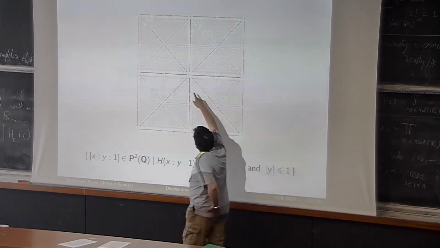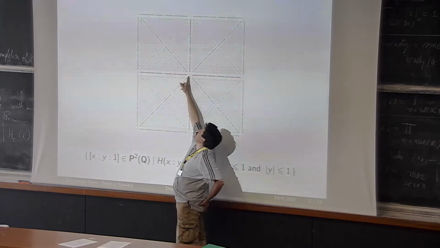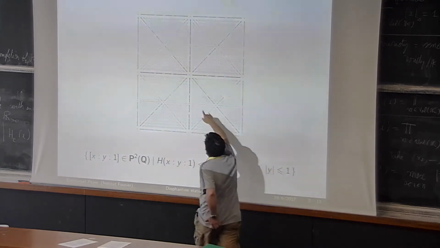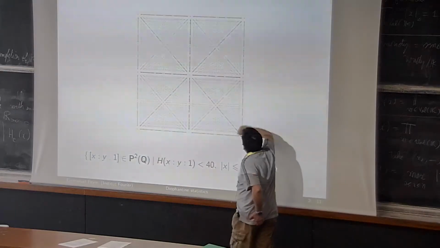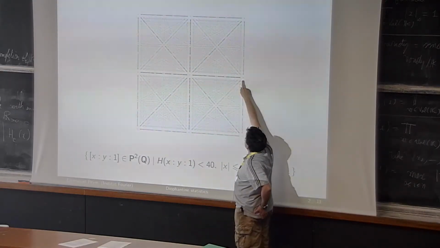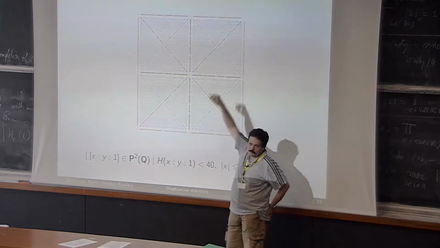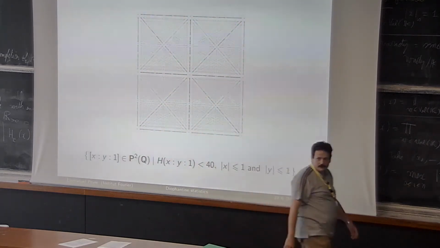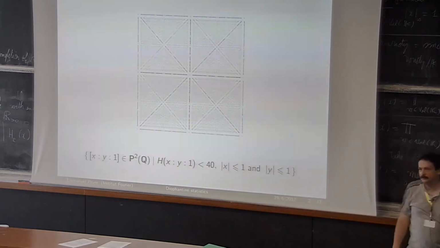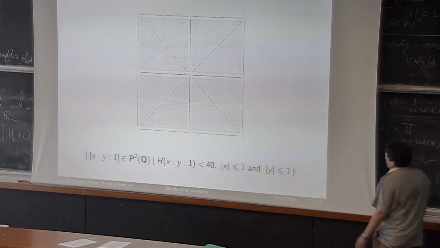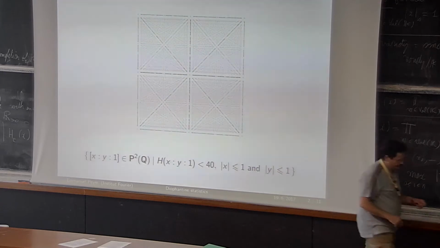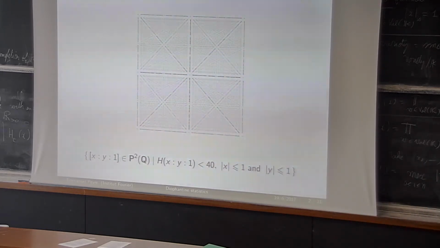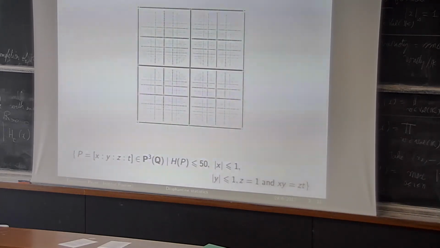So here you see there is the point with homogeneous coordinates 0, 0, 1. And here you get the point with homogeneous coordinates 1, 0, 1. At the top there is a point with coordinates 0, 1, 1, and so on. All right, so that's the first picture.